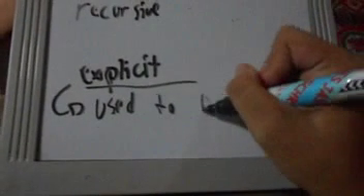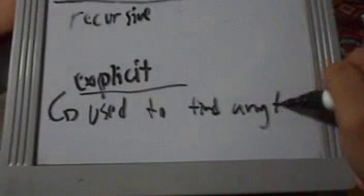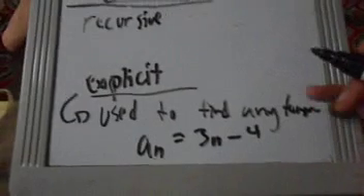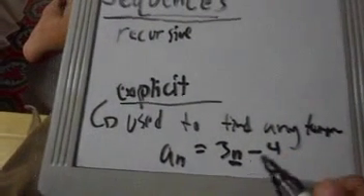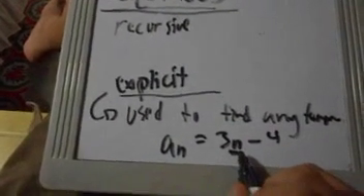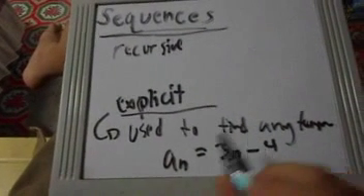Sequences are also defined by 2 formulas, the recursive and the explicit formulas. First, let's tackle the explicit formula. An explicit formula is a formula used to find any term of a sequence. Any term. An example is a sub n equals 3n minus 4. As you can notice here, any term can be found easily. Just simply substitute the number of the term here, then you'll get the term.